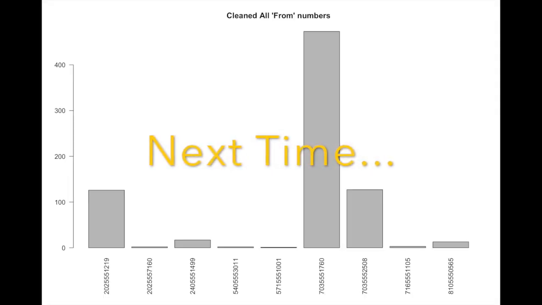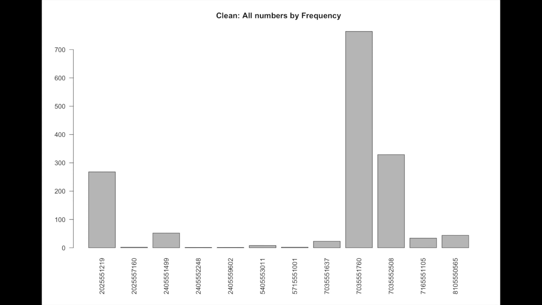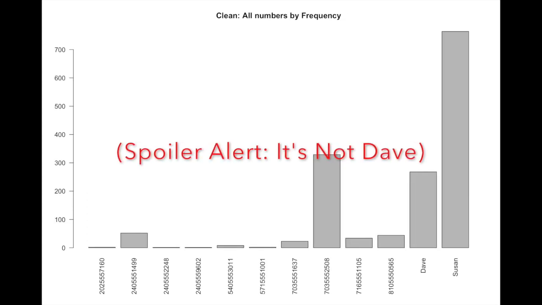Next time, we're going to see how to clean this data up and start to find real clues about who the victim had been texting and how that might relate to the murder.